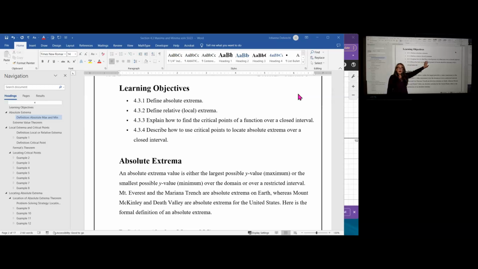We're going to talk about how to find these critical points and how the critical points can direct us to locations where extrema can, but don't have to occur. Lastly, we'll describe using these critical points to locate the absolute extrema over a closed interval. We'll be looking a great deal more at this in section 4.5.